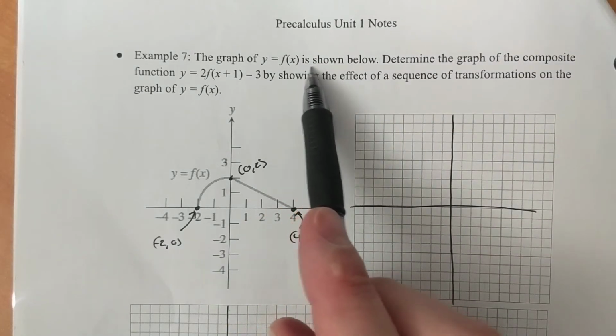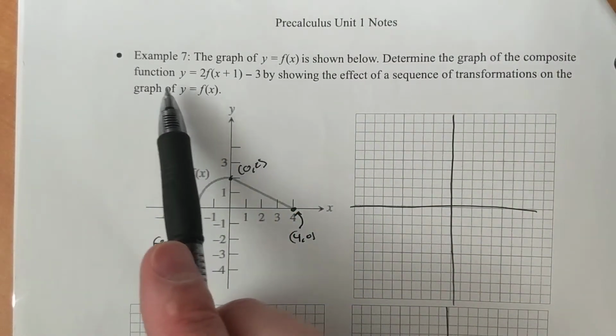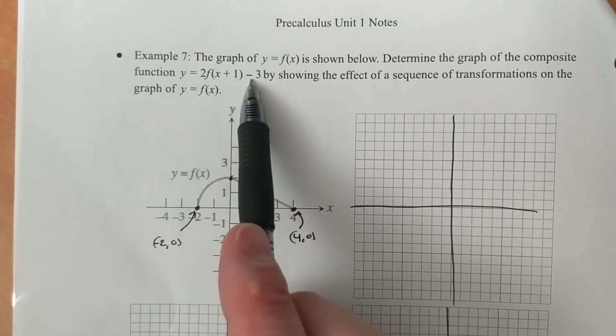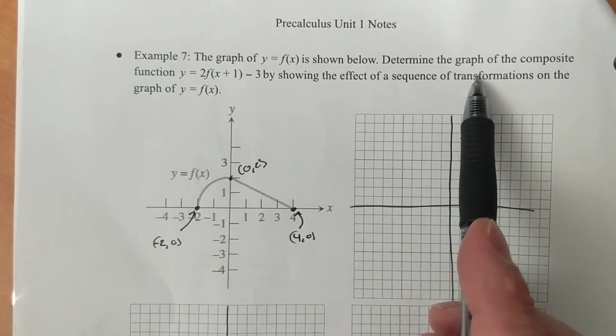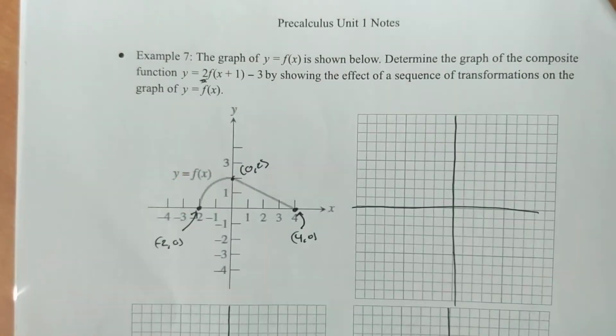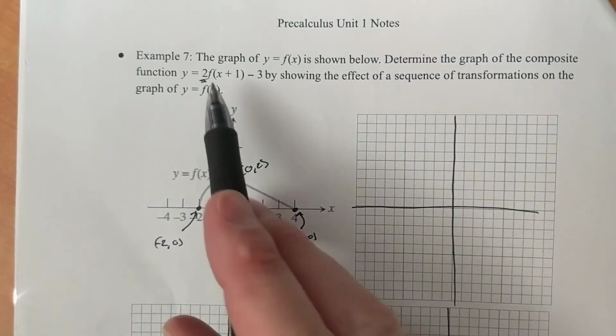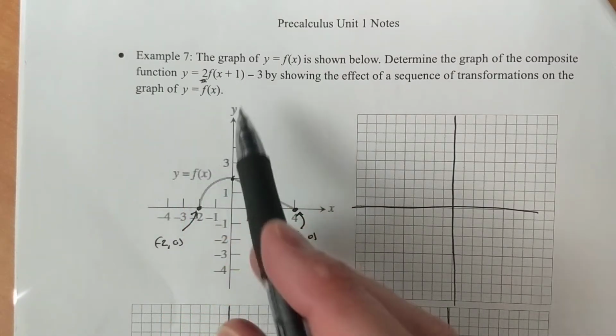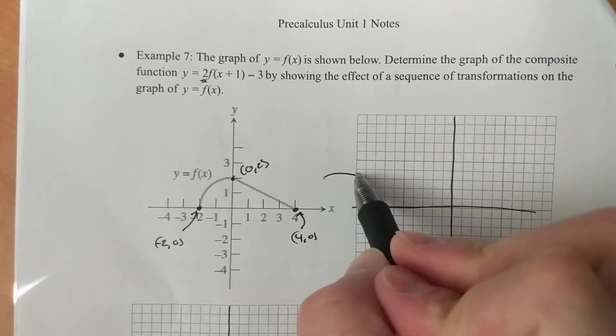So the graph of f of x is shown below. Determine the graph of the composite function 2 f of x plus 1 minus 3, showing the effect of a sequence of transformations on the graph. So I'm going to start with the 2, because you always do your stretches first. So that 2 out front, since that's a vertical stretch, is going to multiply all of the y values by 2.